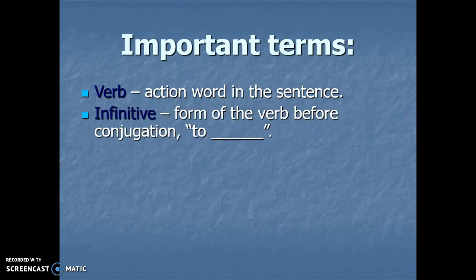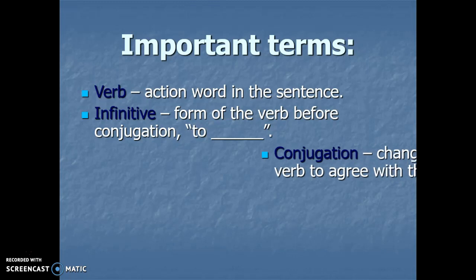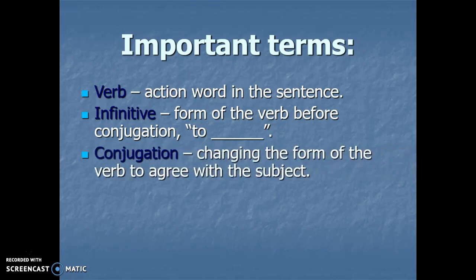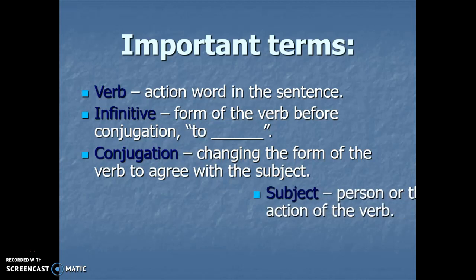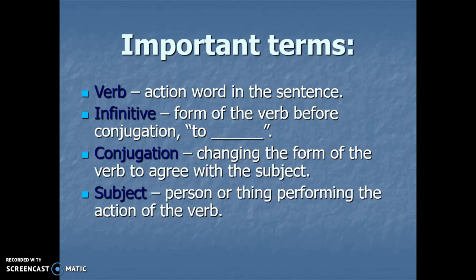Whenever I mention the word infinitive, again, we've discussed this before, but just as a reminder, when I say infinitive, I'm talking about the form of the verb before its conjugation. So its original form before messing with it, and it always means to something. Conjugation. That is changing the form of the verb to agree with the subject. And a subject is a person or thing performing the action of the verb.